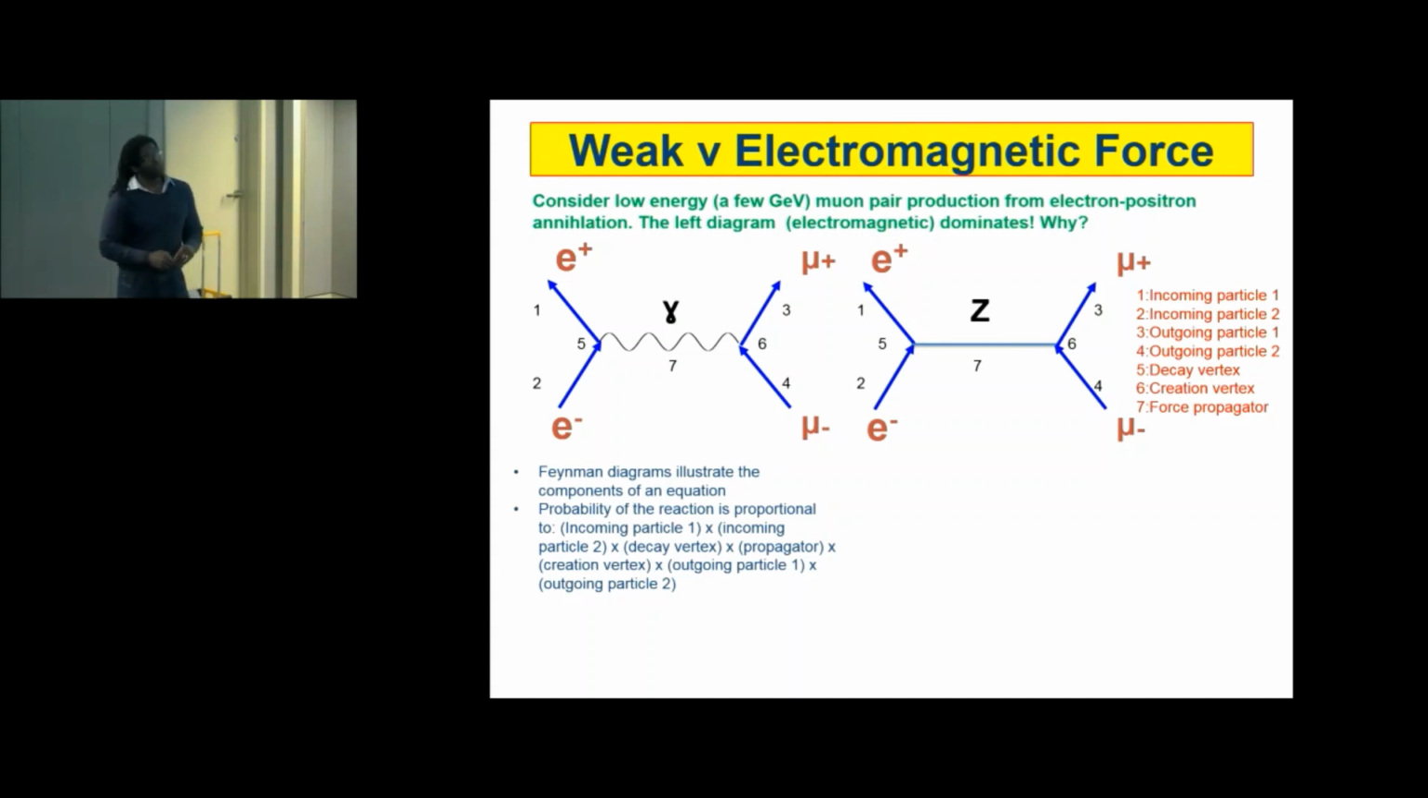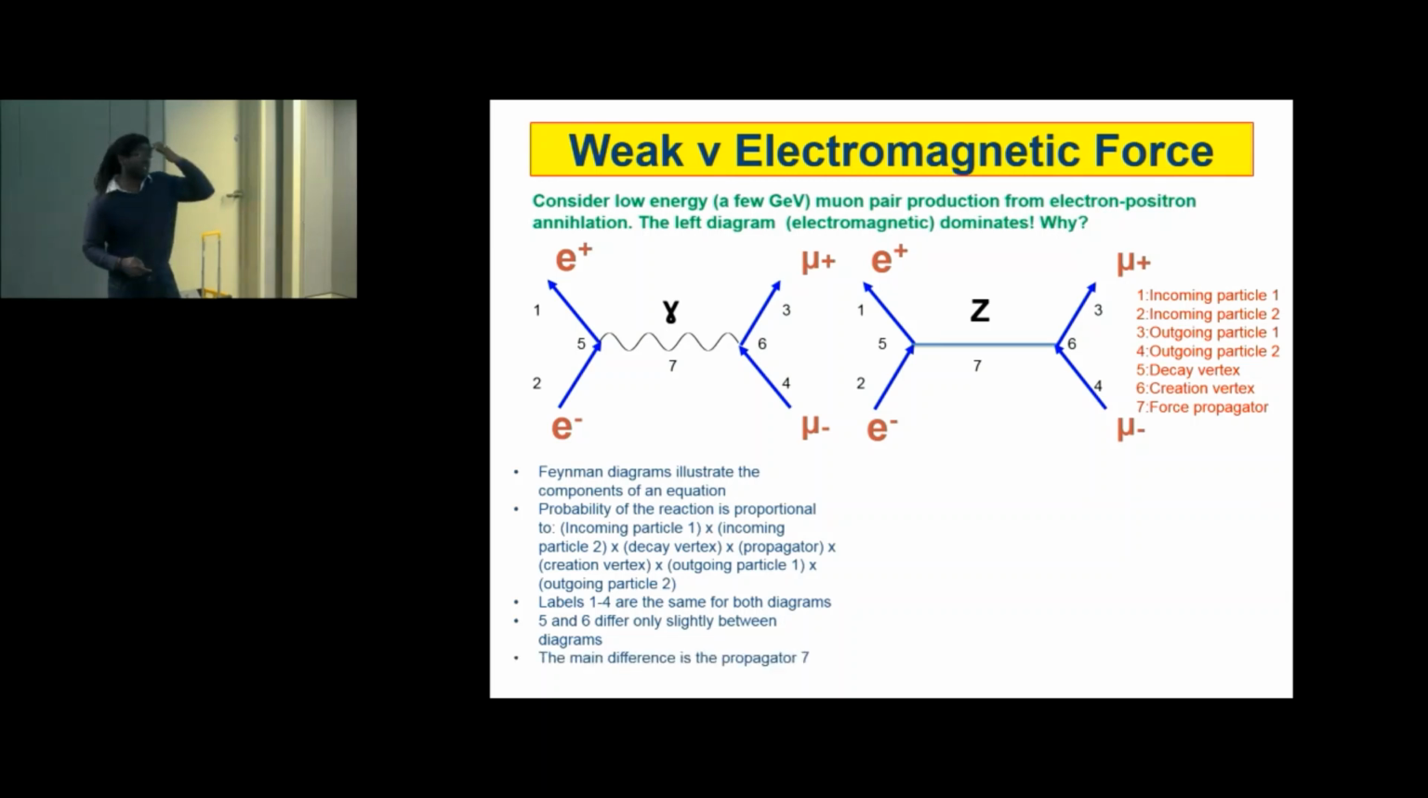So far, the only difference is 7, which is the propagator, the force propagator. You've got a photon here and a Z, that's the difference. So I've been through that. And what you do to calculate the probability, you multiply all those components. There's a mathematical term for each component, and you just multiply them all, and that gives you the amplitude which relates to the probability. So like I said, there's only a slight difference between the vertices, 5 and 6. It's the propagator, 7, which is the real difference.